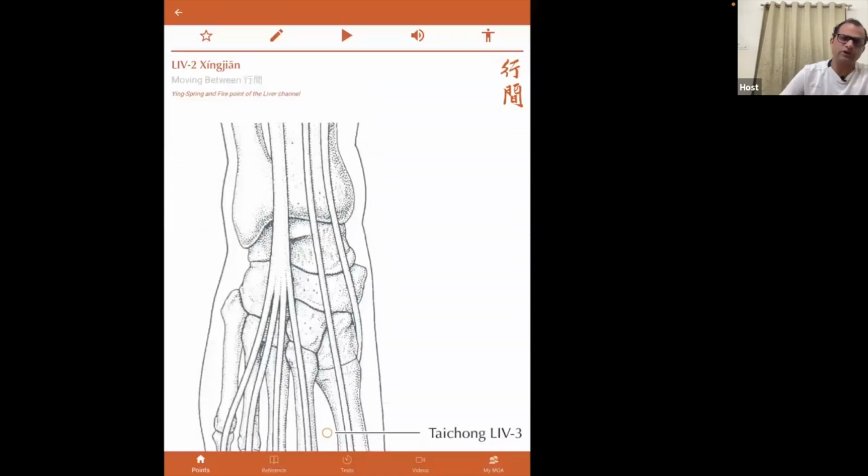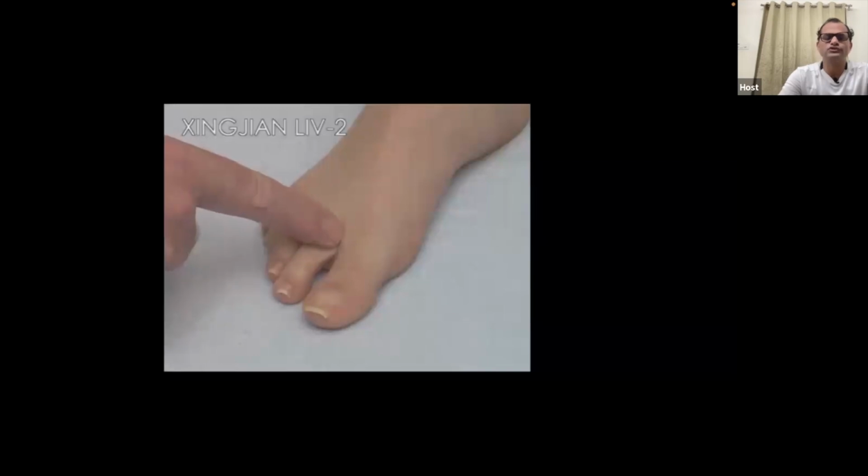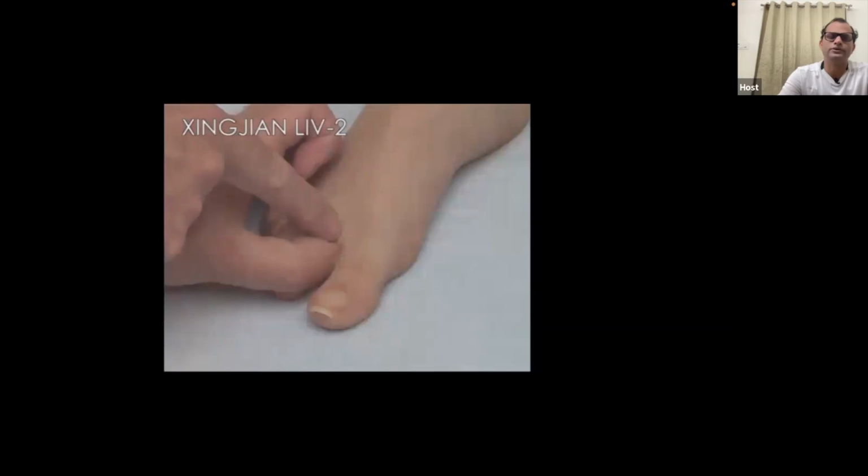Then there is the location of the liver 2 point. Half chun, just a half chun. Proximal. बेमर्ज से आधा चुन ऊपर liver 2 होता है.